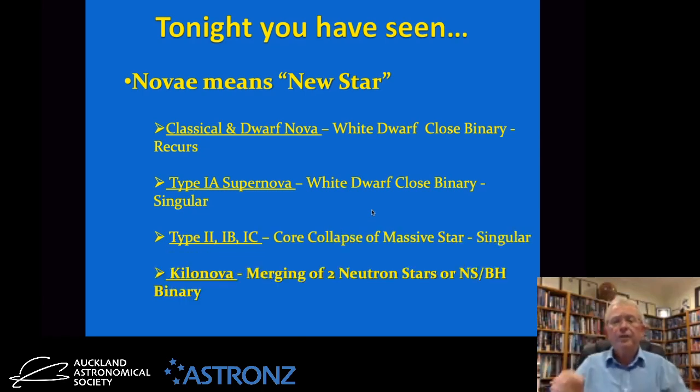The kilonova is a merging of 2 neutron stars, or a neutron star and a black hole, that are in a binary system. And once again, that's a singular event. That's the end of those 2 objects. That's a very messy affair.